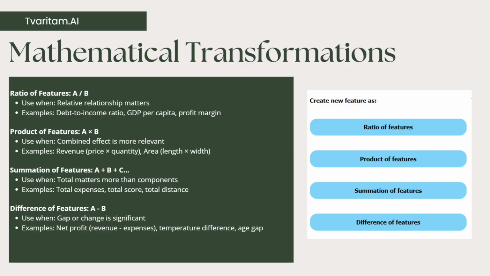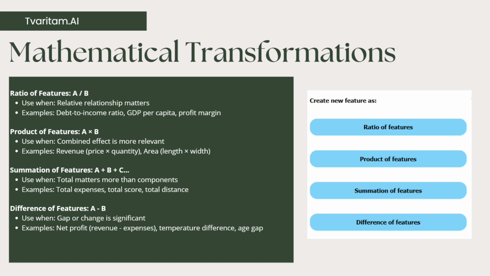Product of features are useful when the combined effect of two variables matter. For example, unit price into quantity sold can give you revenue. Length into width can give you area. If you are predicting the price of a land, the area may be more informative than length and width individually. Summation of features is about combining multiple variables into a single total value that can simplify a problem. For example, total expenses, total score, total trip distance, and if a dataset includes unit cost, taxes, and shipping cost, combining them into a total expense feature can provide a more clear signal.